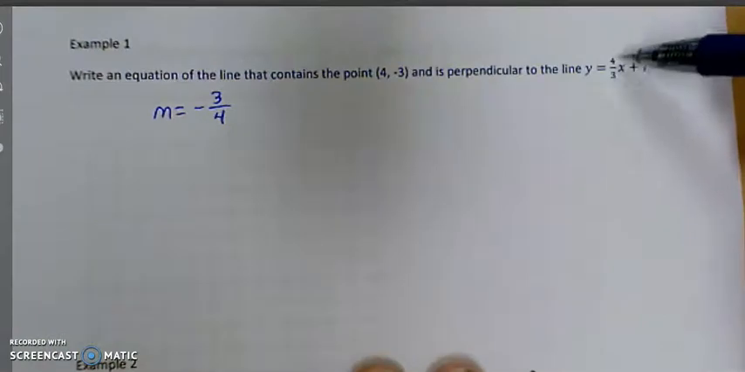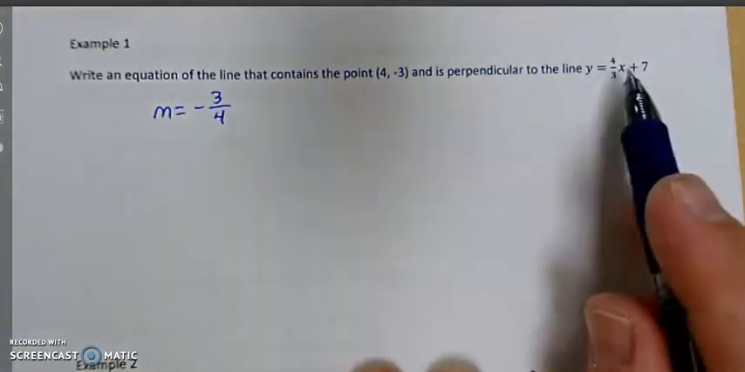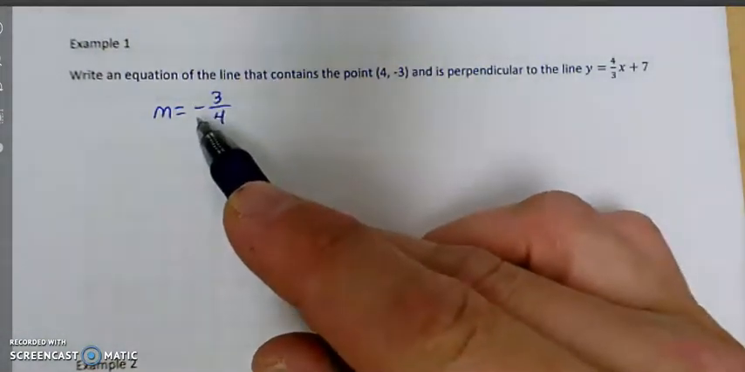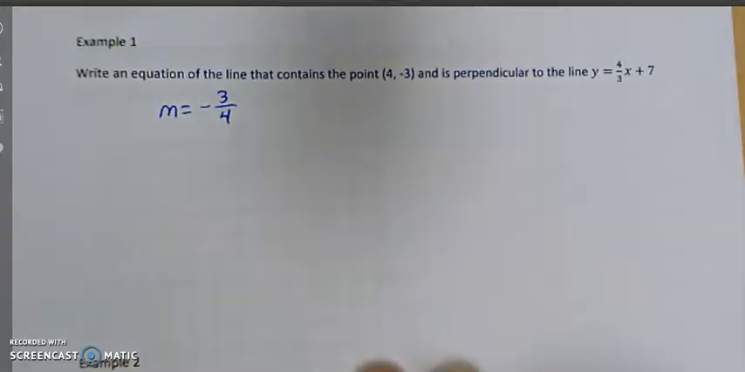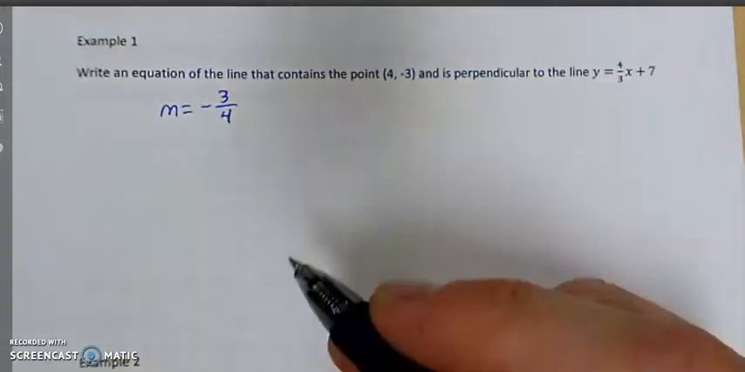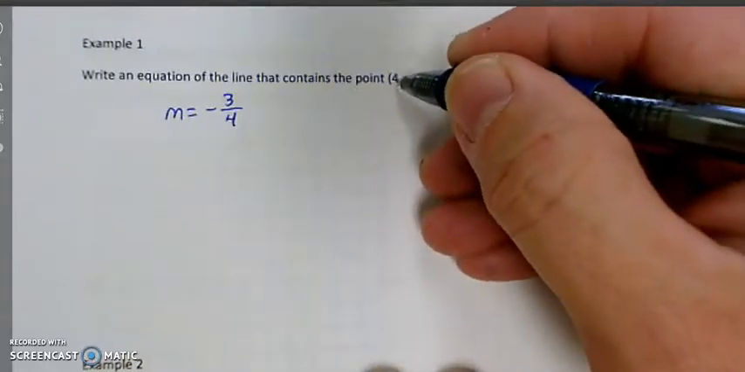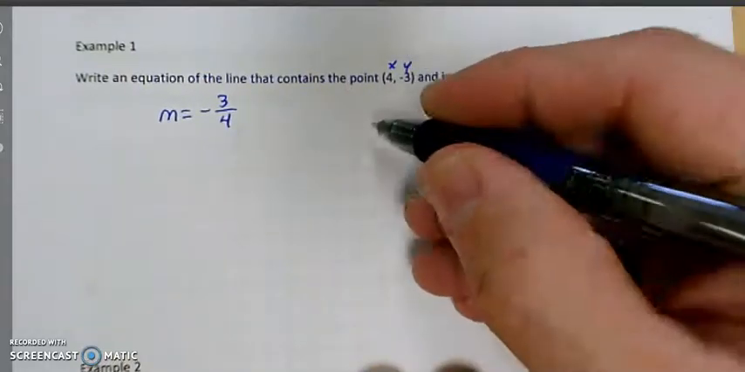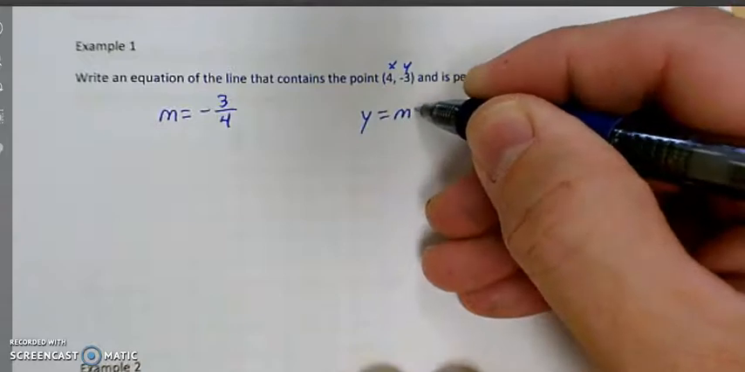That is because you flipped the fraction and you also negate it. So if it had been negative, it would now be positive, but since it was positive, it is now negative. So 4/3 becomes negative 3/4 for my slope. Now I'm going to consider this point, x and y. I'm going to write all this down. y equals mx plus b.